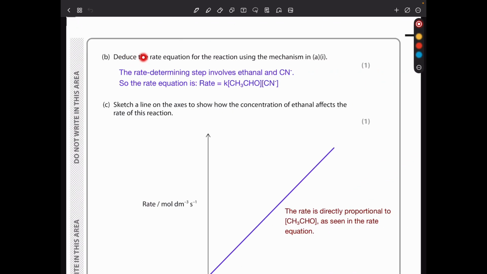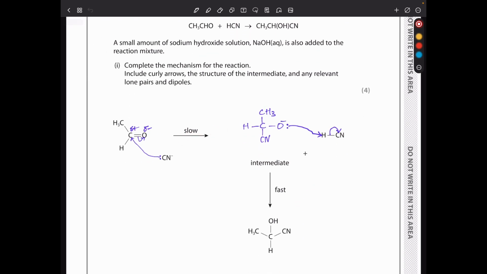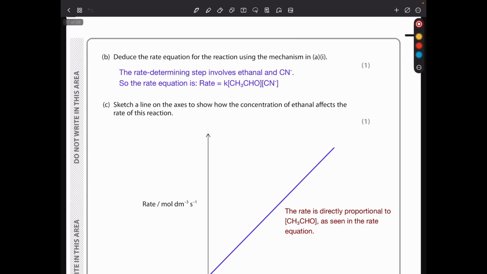In B, they ask us to write the rate equation for the reaction using the mechanism in A1. So we saw the mechanism in A1, let's see here. There is a slow step and then the fast step. So we will consider things that occur in the slow step. So it's going to be that and that. Since one of each is taking part, it's going to be rate equals k, concentration of that to power 1 times concentration of cyanide to power 1.